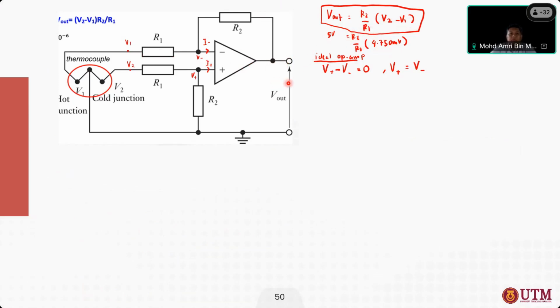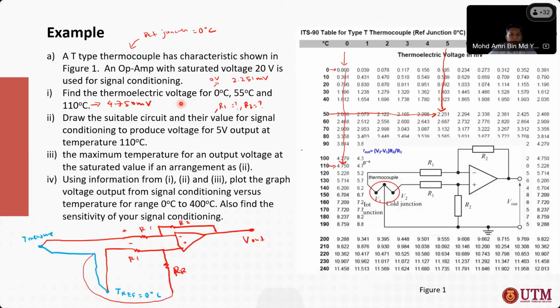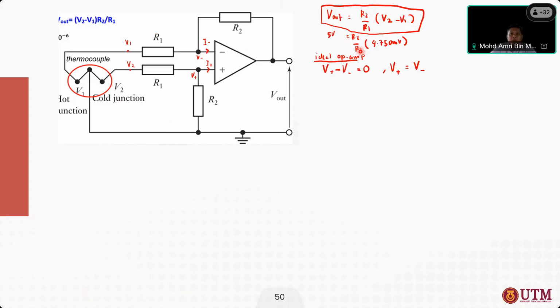So if the output needed is 5 volt, and the input at 110 degrees Celsius is 4.750 millivolt, which we have done last week before, we can determine the suitable values of R2 and R1. But what we're going to do today is to derive Vout equivalent to R2 over R1 multiplied with V2 minus V1.